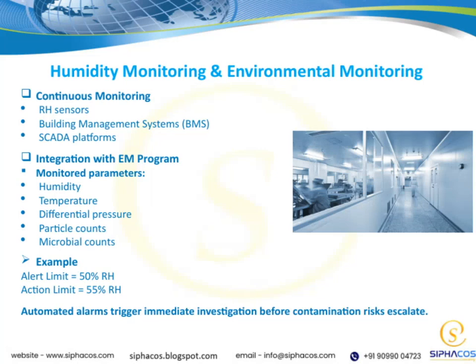Let's talk about humidity and environmental monitoring, two critical parts of keeping conditions safe and stable. We use continuous monitoring with relative humidity sensors, building management systems, and SCADA platforms to keep a constant eye on things. This integrates seamlessly with the environmental monitoring program, tracking key parameters like humidity, temperature, pressure differences, particle counts, and even microbial levels. For example, if humidity hits 50%, an alert sounds. At 55%, action is triggered immediately. These automated alarms help us catch problems early, before contamination becomes a real threat.